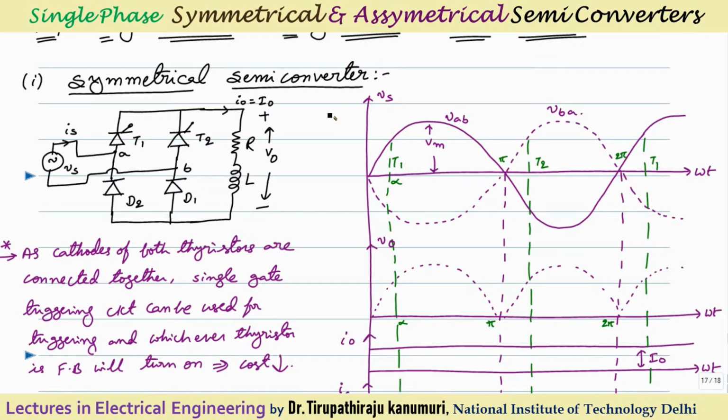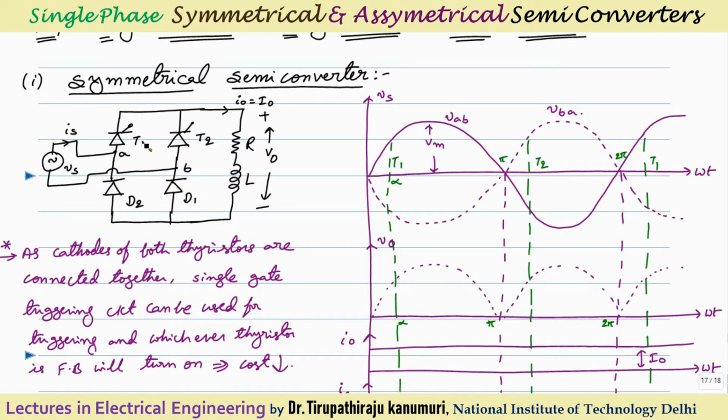In some books you may observe that it can be constructed with only 2 thyristors and 2 diodes also, but this is not used in practice. But as it exists and can come in competitive exams, that's why I am discussing it today. So let us see one by one. First one is the symmetrical semiconverter.